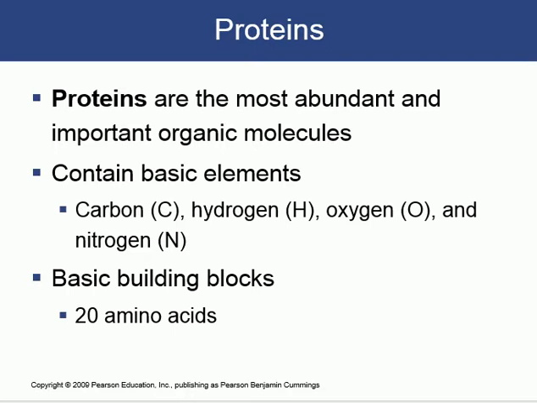Protein. The main thing about the protein is it contains nitrogen. Carbohydrates, no nitrogen. Lipids, no nitrogen. What contain nitrogen? Proteins only. And in order to say this is a protein, not just a polypeptide, it has to be 20 or more.